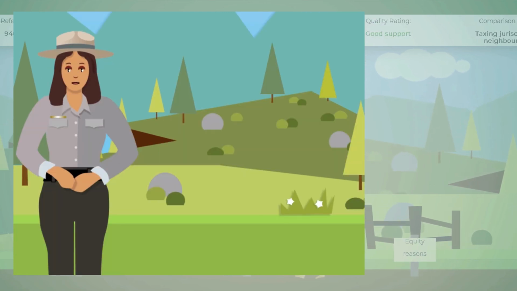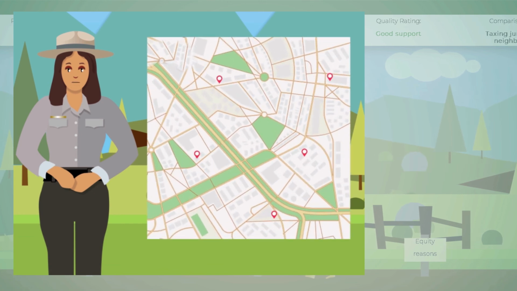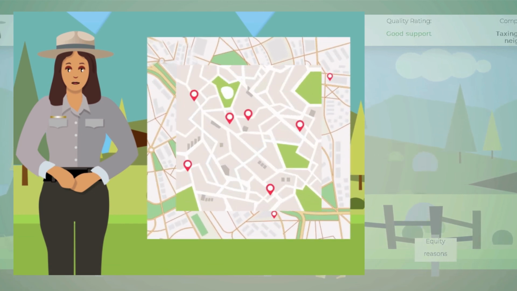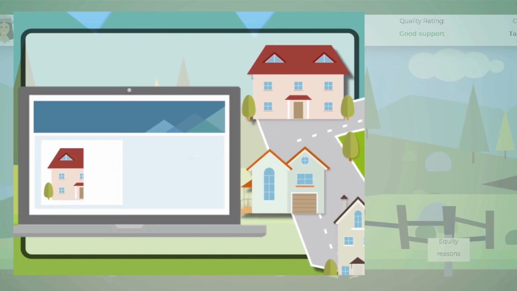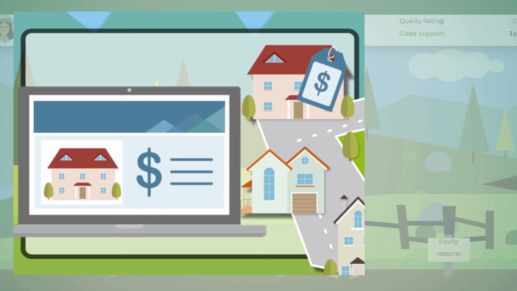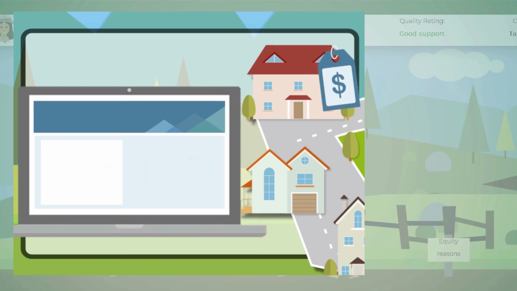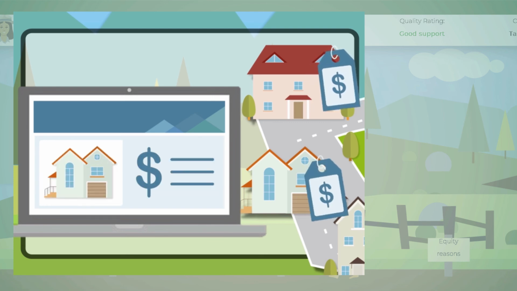You can compare your property with similar properties in either your entire municipality or your neighborhood or a smaller area. Then you need to look at the assessments for those properties and compare them to each of their market values. Illustrations massively increase the explanatory power of these videos.